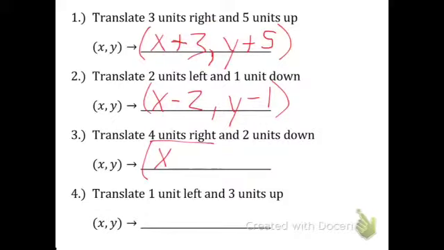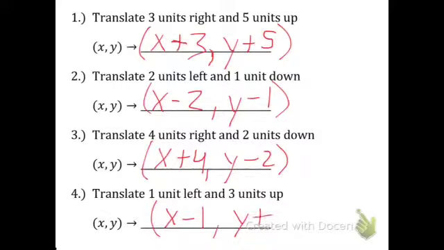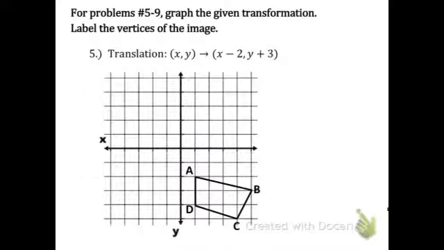On this one, if you want to go 4 right, you're going to take x and you're going to add 4. If you want to go 2 down, you take y and you subtract 2. On the next one, if you want to go left, you subtract. If you want to go up, you add on the y. And that's your functions.